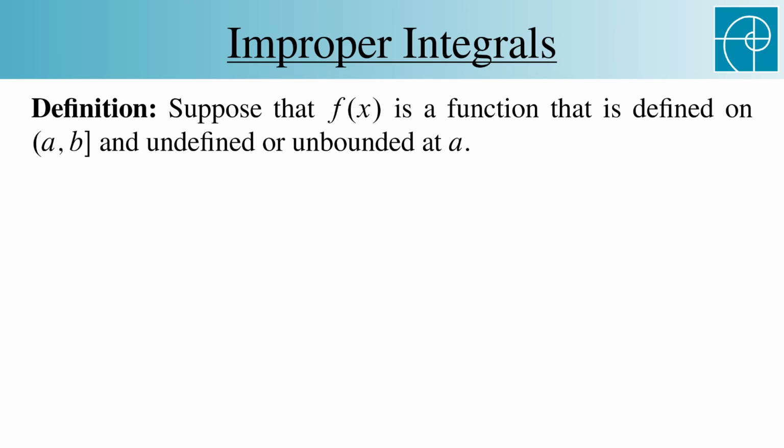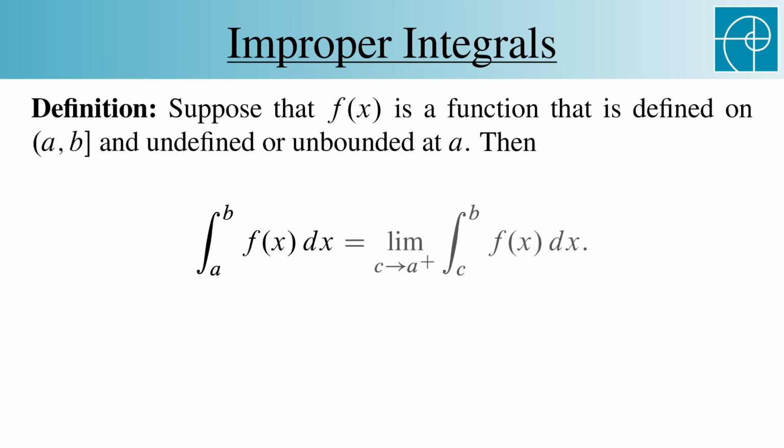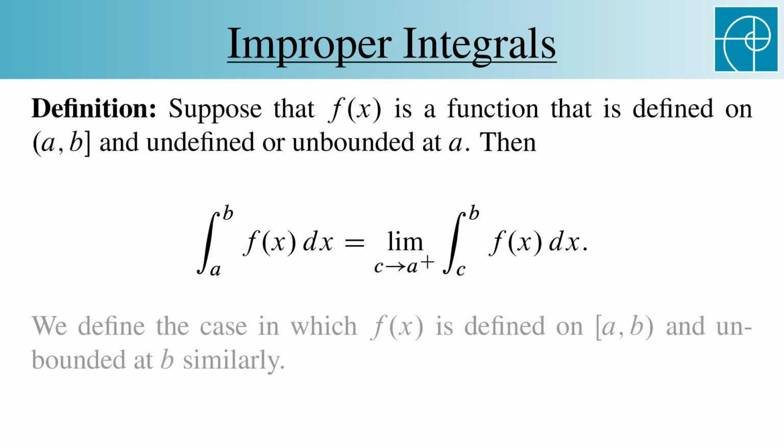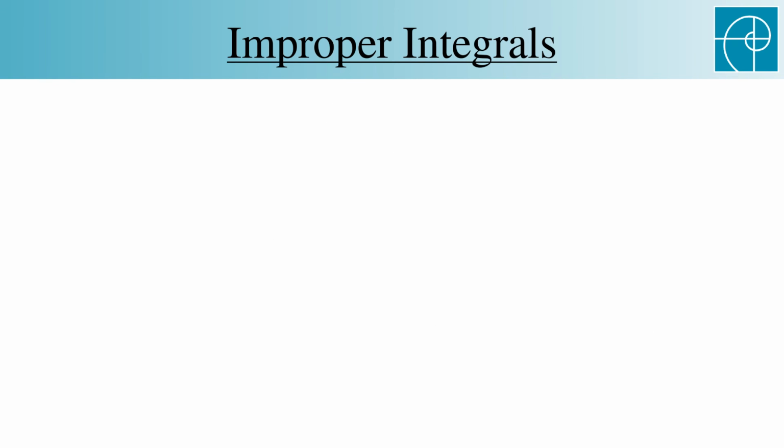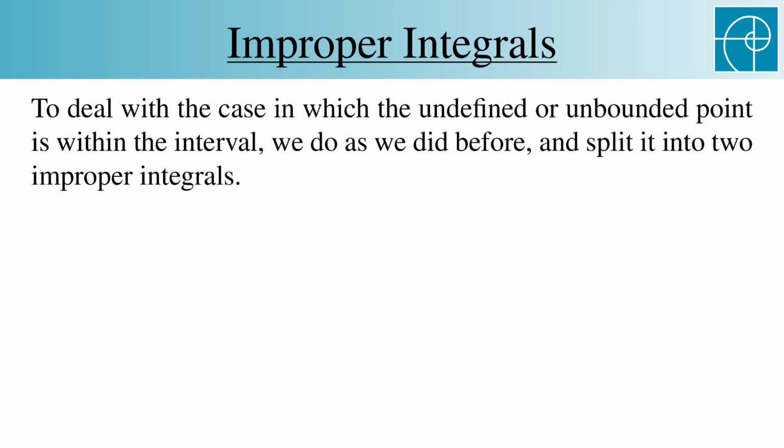In general, if f(x) is a function that is defined on the half-open interval from a to b and undefined or unbounded at a, then the integral from a to b of f(x) is this limit. We define the case in which f(x) is defined on the half-open interval from a to b and undefined or unbounded at b similarly. To deal with the case in which the undefined or unbounded point is within the interval, we do as we did before and split it into two improper integrals.